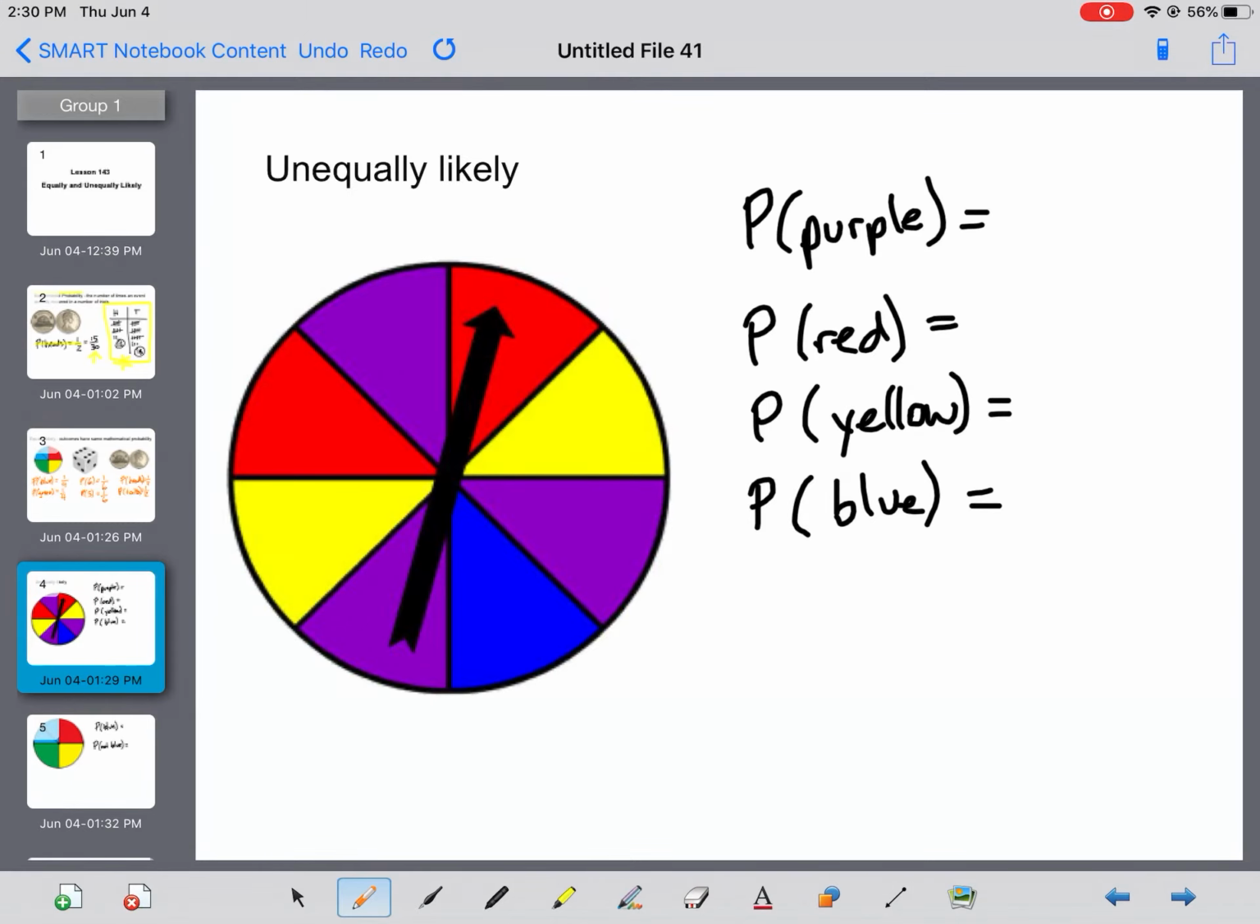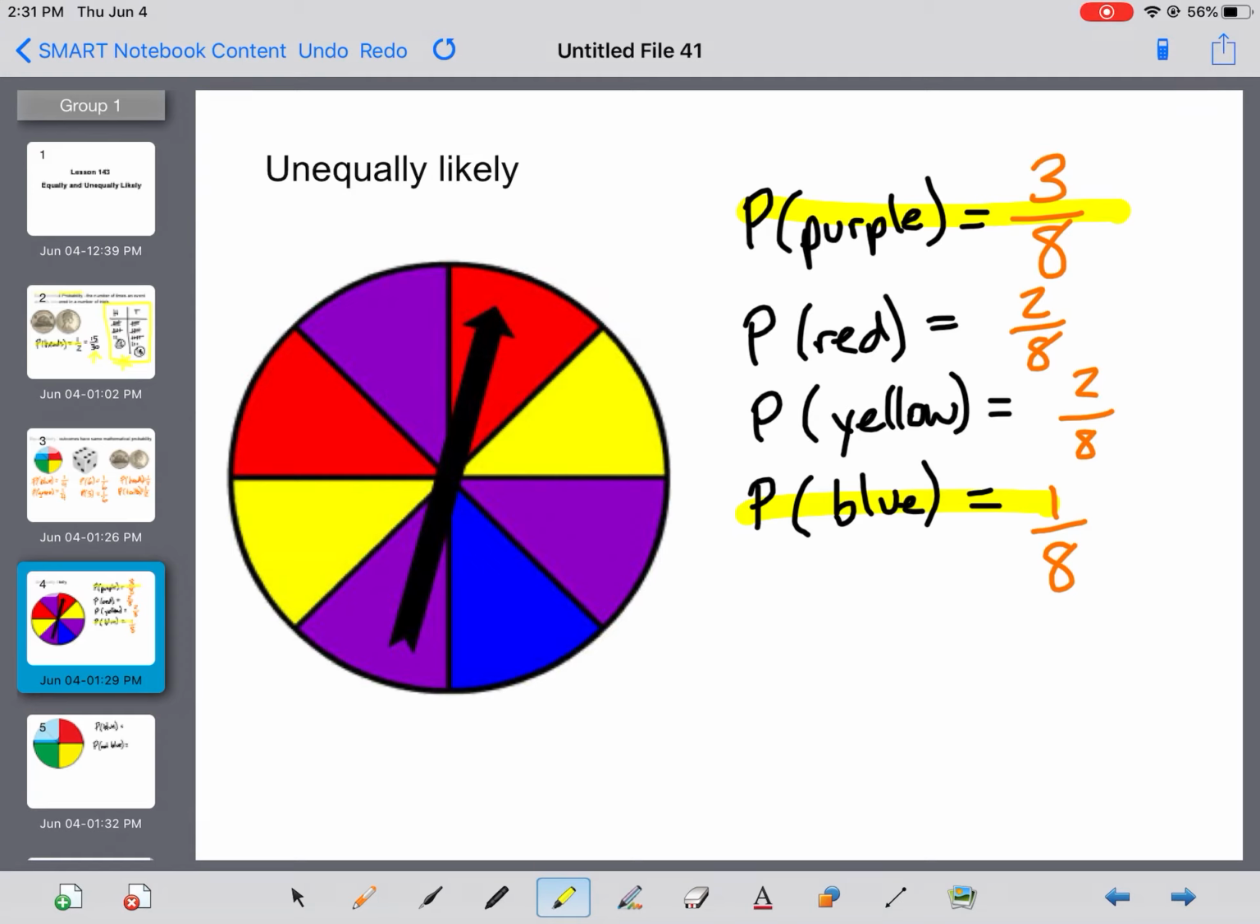Now you can come to some scenarios where things are unequally likely. So if you look at this spinner, for instance, you will notice that some colors have more sections than others. So for instance, for purple, we have 3 purple sections out of 8 total sections. For red, there are only 2, so it's 2 out of 8. For yellow, also 2 out of 8. And blue, there's only 1 section out of 8. So the most likely outcome for you to spin would be a purple, and the least likely outcome would be a blue, because you have unequally likely outcomes.